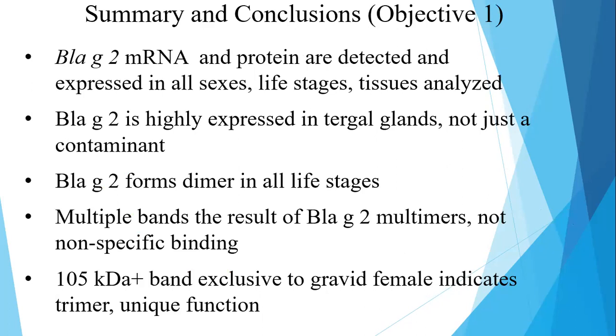So my summary and conclusions for objective 1 were that BLOG2 mRNA and protein are detected and expressed in all life stages, sexes, and tissues analyzed. BLOG2 is highly expressed in Tergal glands and not just a contaminant. BLOG2 forms a dimer in all life stages. Multiple bands are the result of BLOG2 multimers, like dimers and trimers potentially, and not non-specific binding. And the 105 kDa band that is exclusive of the Gravid Female indicates a trimer. It may be a unique function that has to do with the development of the oocytes.